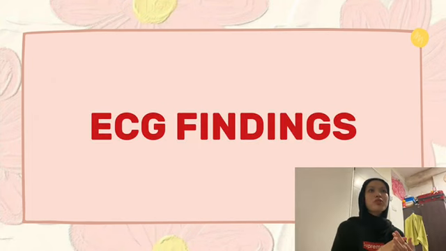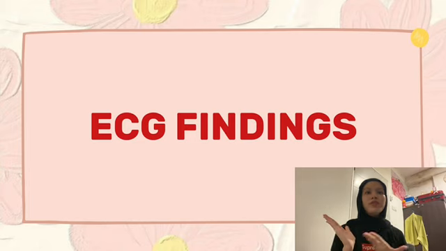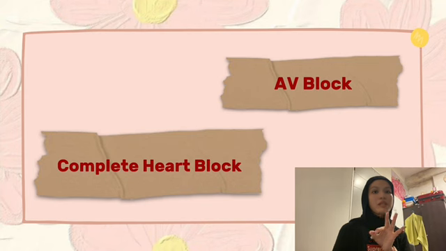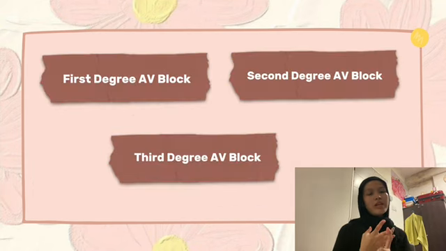Alright, so let us move to the ECG findings related to AV node dysfunction. So as I said just now, it basically involves AV block or complete heart block. So it can be categorized into three degrees, which are called first degree, second degree, and also third degree.